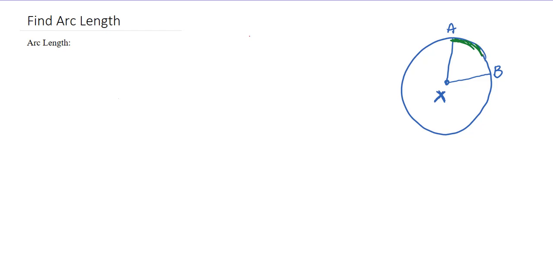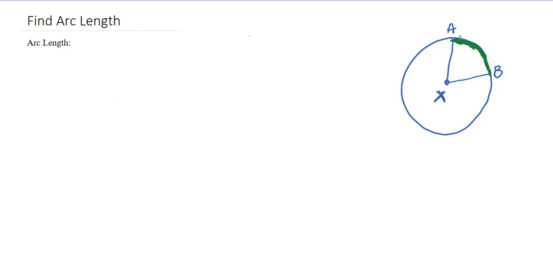Find arc length. So the arc length, let's go ahead and draw a circle. Here's our little center. We'll say it's circle X. And let's go ahead and draw this arc here. So for finding arc length, it's probably what you thought about before. It's this part of the circumference that we're measuring. So it's a distance between the 2 points, so between A and B in this example.